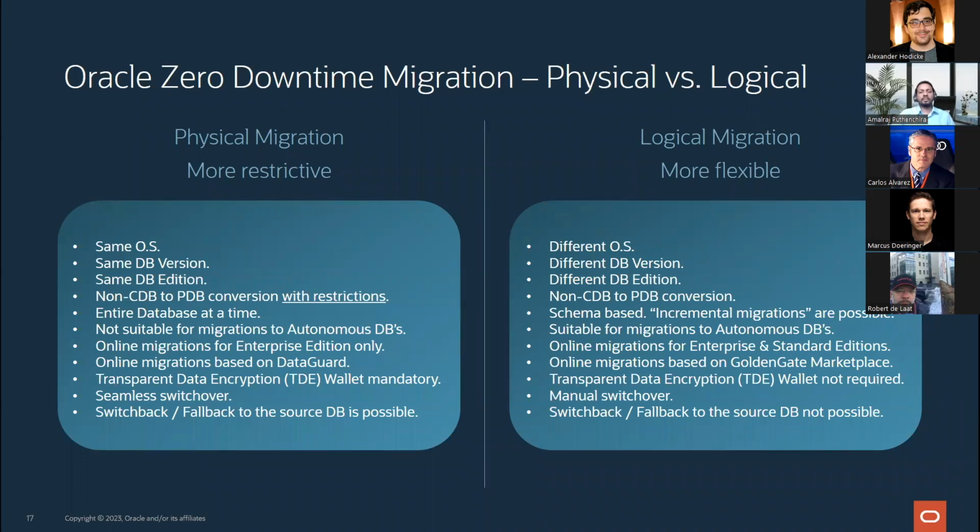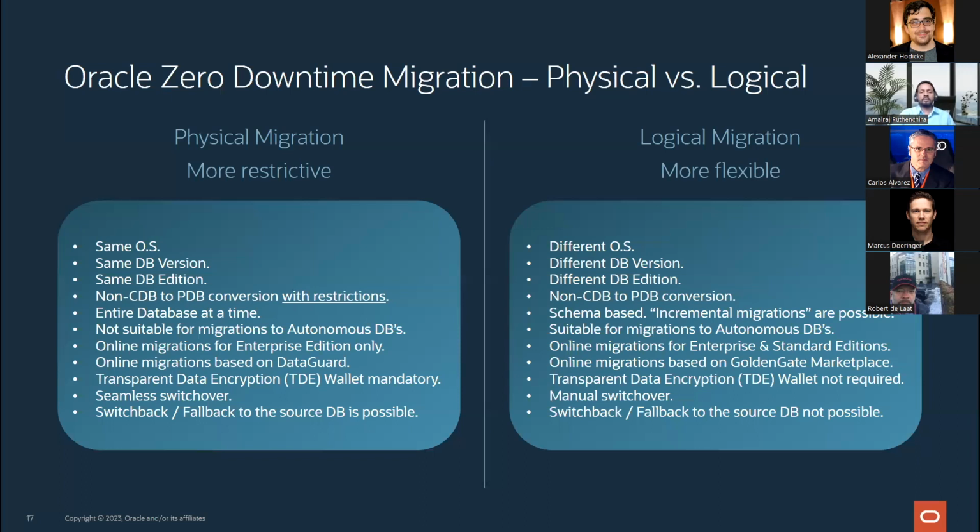Of course, logical migrations are intended for migrations to Autonomous, with no restrictions about the edition. And the online migrations, as we said before, are based on the GoldenGate Marketplace. It's important to say that you must use the Marketplace edition for migrations, because it's the only one that is supported. TDE is not required.